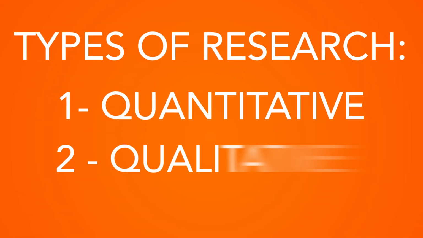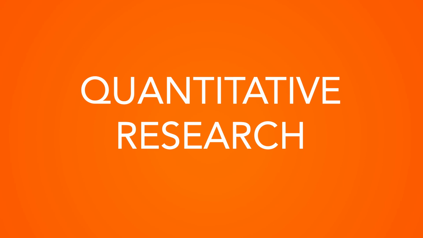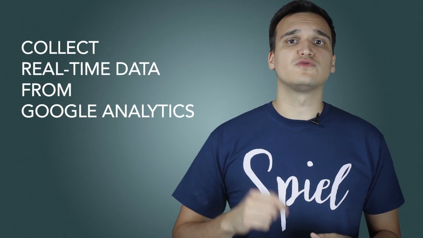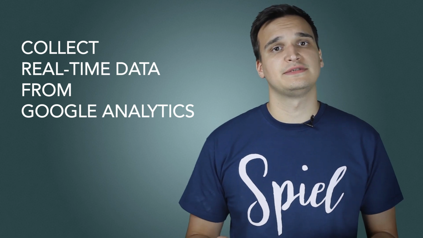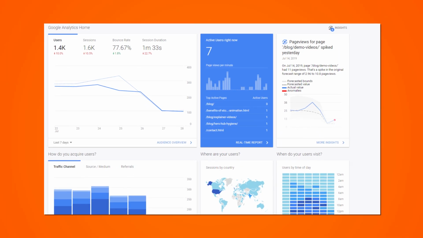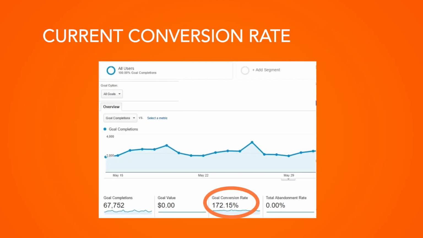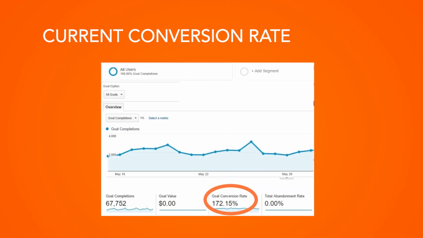The two types of research are quantitative and qualitative. Quantitative is all about collecting hard data and metrics. Google Analytics and heat map tools like Crazy Egg and Lucky Orange are great for this. With Google Analytics, you can collect real-time data on your web pages. This includes important metrics such as the bounce rate for your landing page and its current conversion rates, which you can then look to measurably improve with your explainer video.